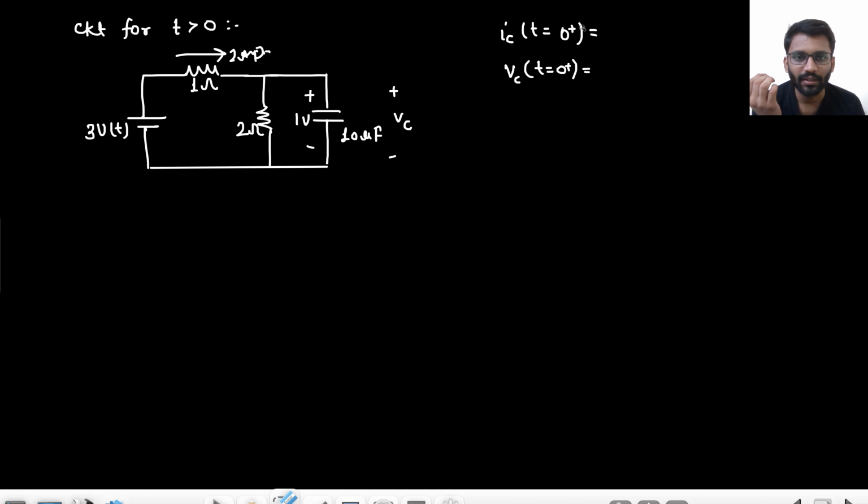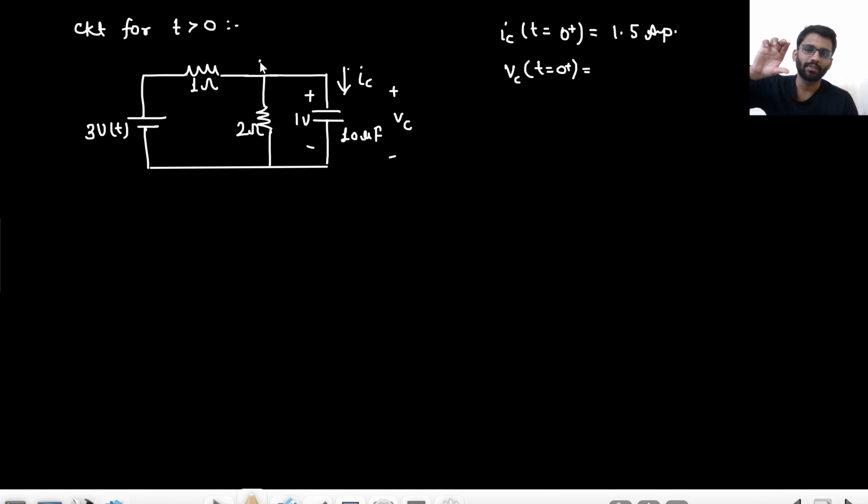This would have been a very good question actually. IC at t equals to 0 plus would have been 1.5 ampere. Why so? 1 volt is there, so this 1 volt will come here at t equals to 0 plus. Here 3 volt, so 3 minus 1 by 1, that means 2 ampere. Now this 1 volt will go here as well, so 1 by 2, that means it is taking 0.5 ampere current. So from 2 ampere it is taking 0.5, so it will have 1.5. Getting my point? So IC at t equals to 0 plus would be 1.5 ampere, right?